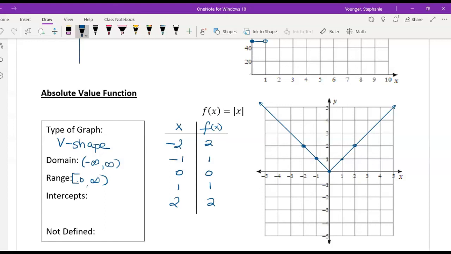Intercepts. I only have one intercept, and that is at (0, 0). And if you notice, it doesn't go below this. This parent function does not go below our x-axis. So that means it is not defined for values of f of x that are less than 0.